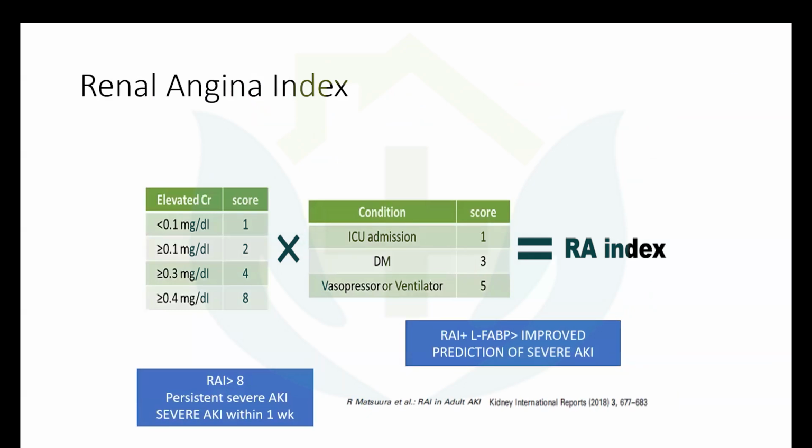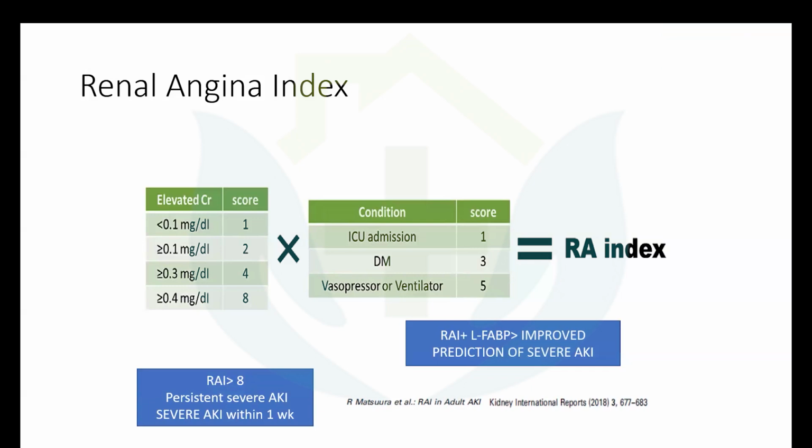If the change in creatinine is less than 0.1, more than 0.1, more than 0.3, more than 0.4, it is increasing. Scores have been given 1, 2, 4, and 8, so it ranges up to 5. So multiply these two factors and get the renal angina index. If it is more than 8, you have a persistent severe AKI. Within 1 week, you might develop a severe AKI.